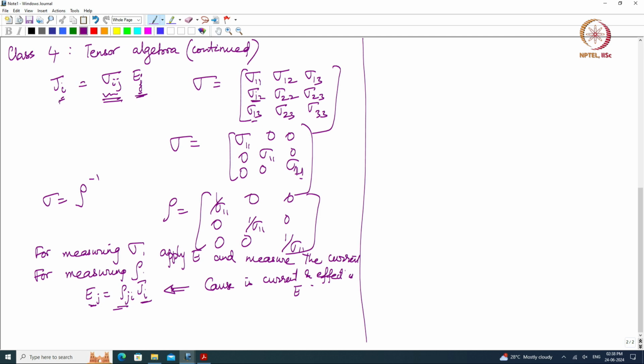Now you may say, what is the difference, right? In a linear material, where current versus voltage is just a straight line, it doesn't matter. It's the slope of this current versus voltage that gives me sigma or rho. Whereas in a non-linear material, where sigma is changing somewhat like this, these things matter.